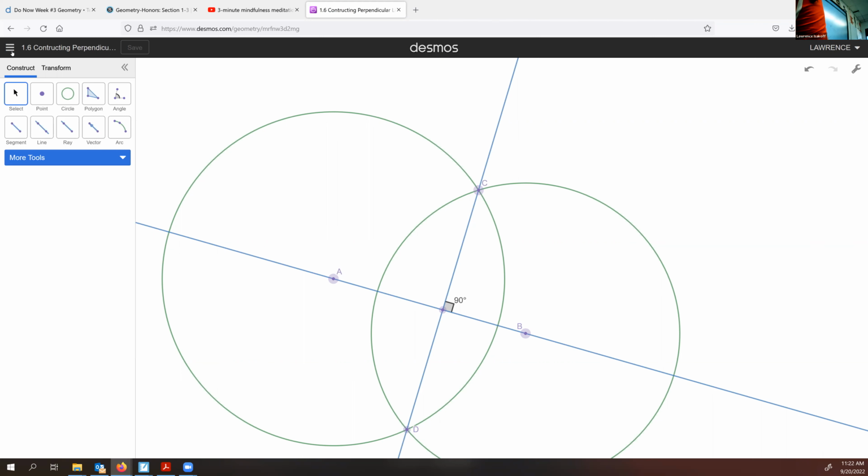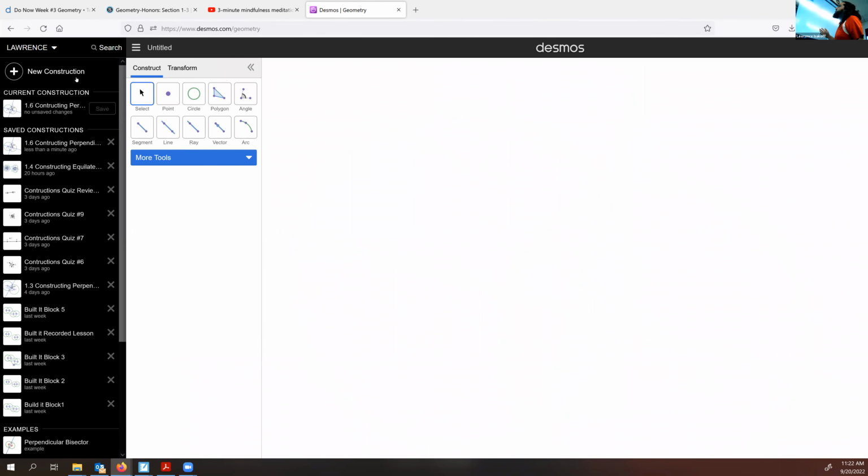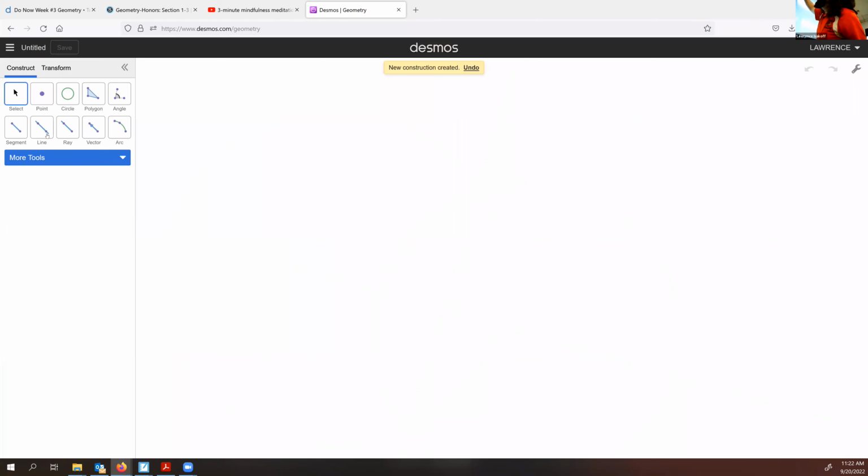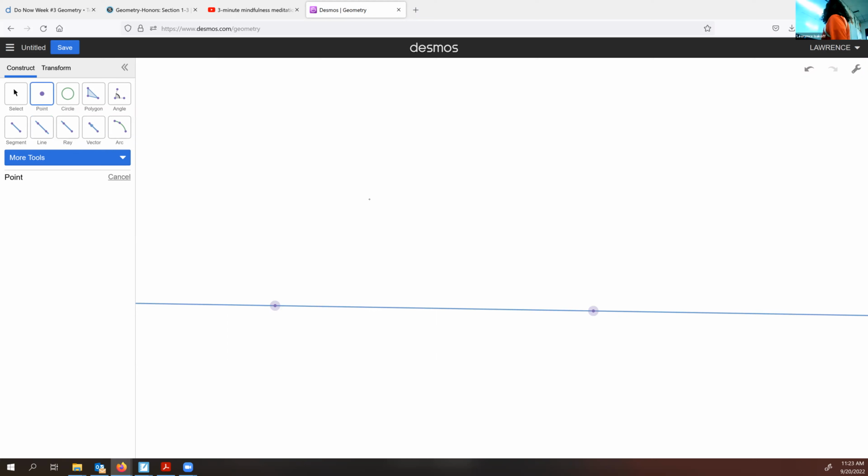So let's get a blank construction for this so we can do a parallel line. So I have my initial line down here. I have some random point C up here. So let's label these points A.